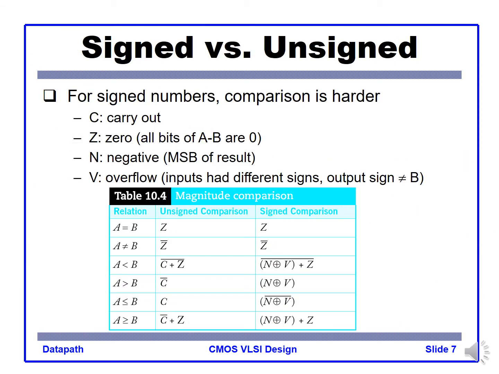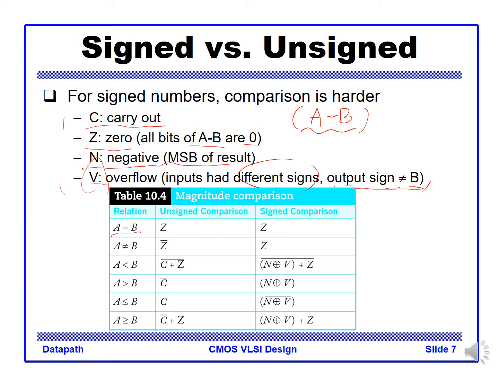For signed numbers, the comparison is a little bit harder. We are comparing A and B based on the A minus B result, right? So C is the carry out, and Z is the zero case if A minus B is all 0, and N is negative if the MSB of the result is negative, right? V, overflow, is when the inputs have different signs, but the output sign is not equal to A's. In that case, we assert the overflow. Using all those 4-bit combinations, we can check the A equal B condition.